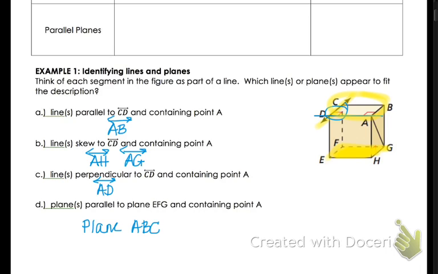Okay. For me, it's the easiest to think about skew as a box. So I think this is a good representation of what that would look like.